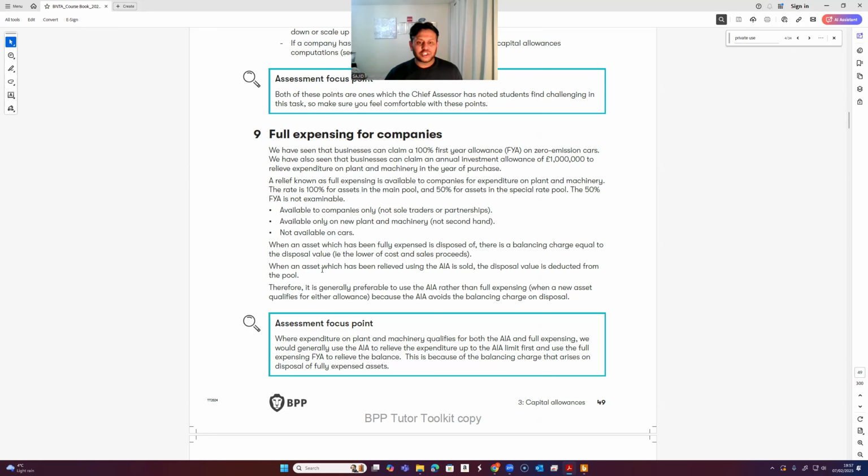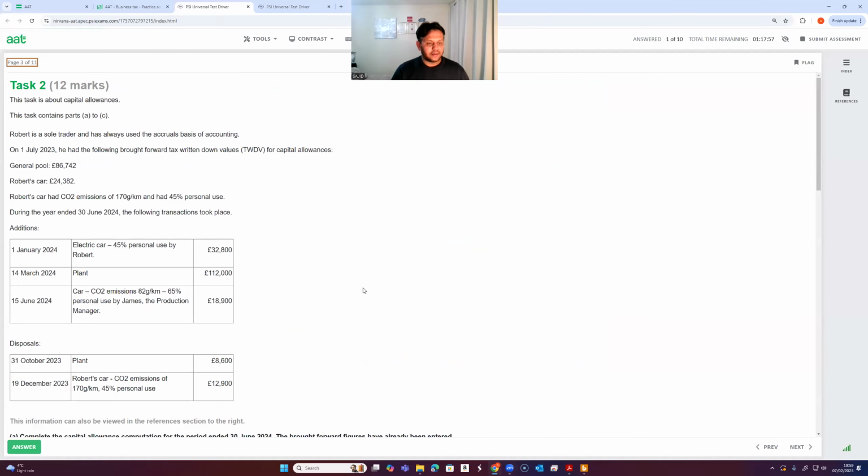When an asset which has been relieved using the AIA is sold, the disposal value is deducted from the pool. Therefore it is generally preferable to use AIA rather than full expensing when a new asset qualifies for either allowance, because the AIA avoids the balancing charge on disposal. When we go back to the question, I'll explain in a little more detail. So let's go back to the question. Now let's go back to the question to see what we have here.